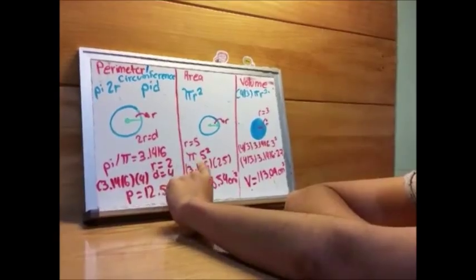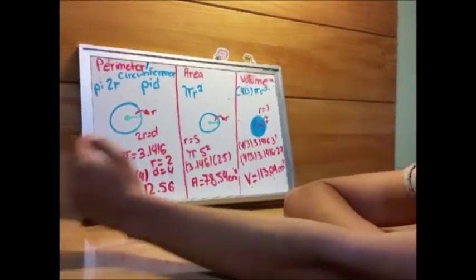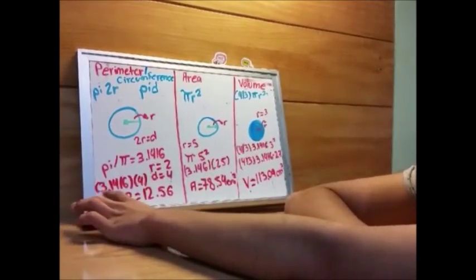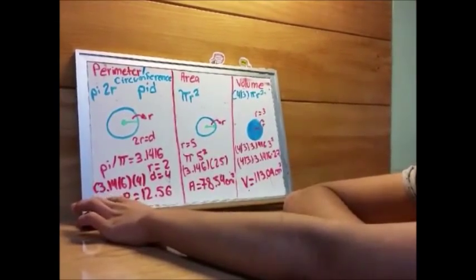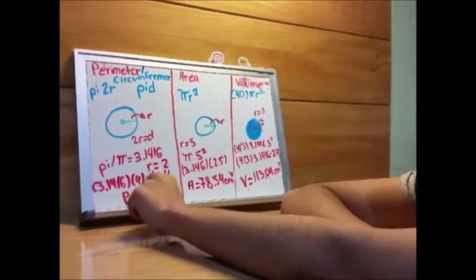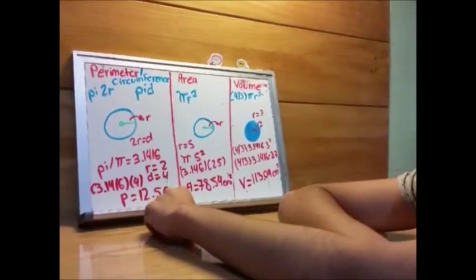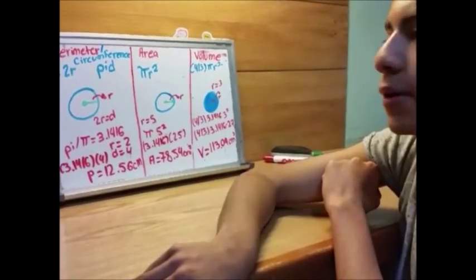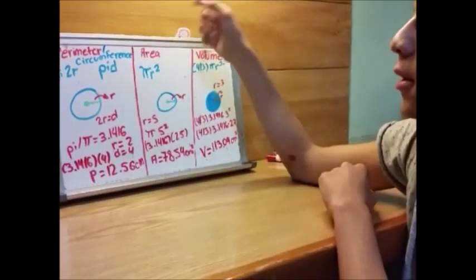So now we have a problem. Radius is equivalent to 2 and diameter is equivalent to 4. So we substitute pi equals 3.1416 times 4 because it's the diameter, and we obtain 12.56 centimeters.